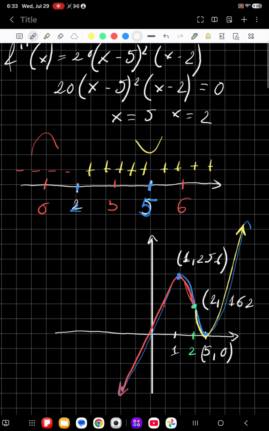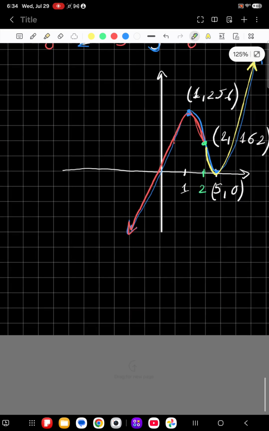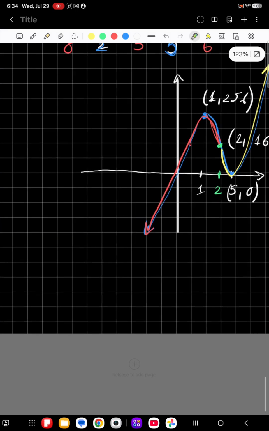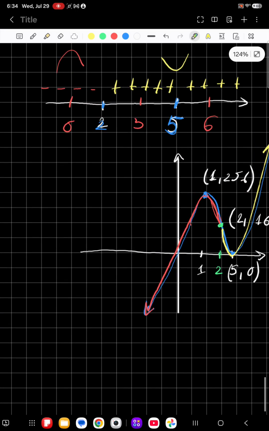Right, so to get the y values, obviously, I'm talking about these values, you plug that x value into the original function to get the y values. Okay, so we have that. I hope you understand what's going on. And yeah, a couple of problems for practice.